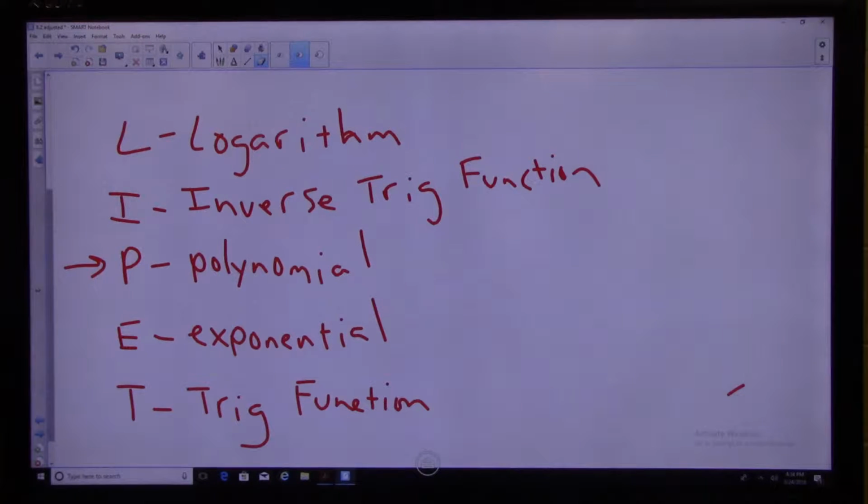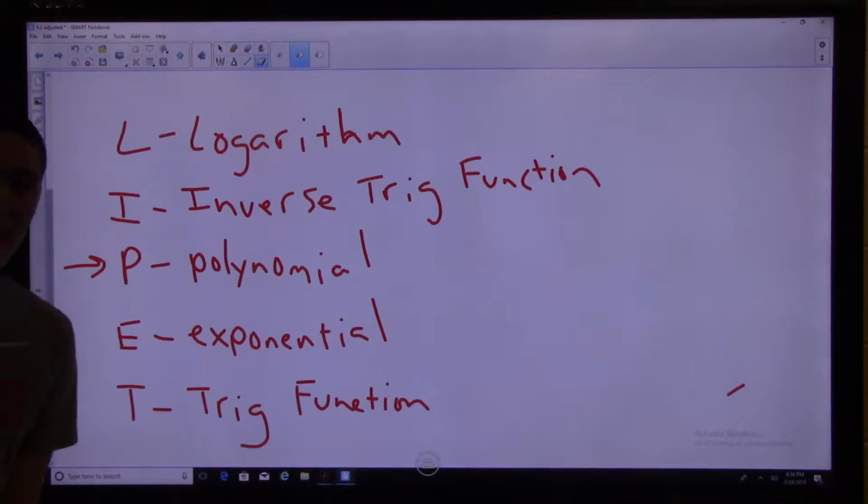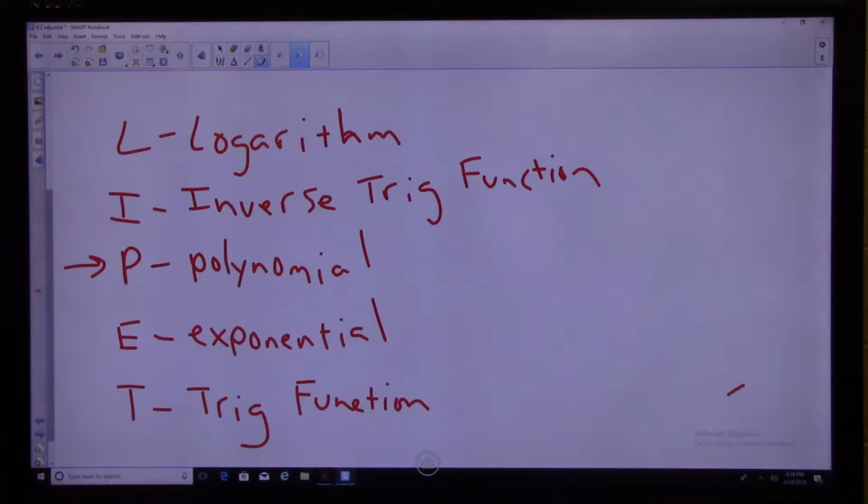I is an inverse trig function. This is something I don't see us working with too much because we didn't spend much time working with inverse trig functions with derivatives. P represents a polynomial function. E is an exponential function. And then T stands for a trig function, a trig expression or function, however you want to look at it.